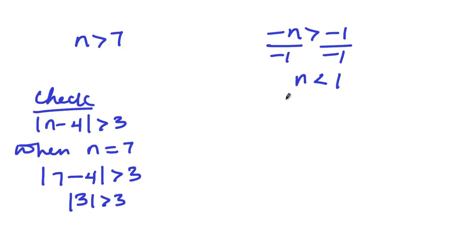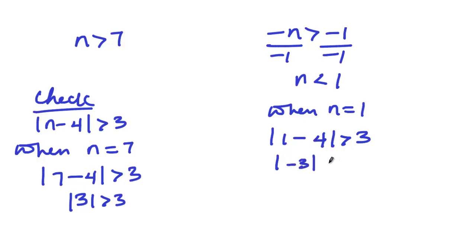So for this one too, if you check, n is less than 1. So when n is equal to 1, we have the absolute value of 1 minus 4 is greater than 3. So this one will now be 1 minus 4, that is minus 3, is greater than 3. So this is true, and this is also true.